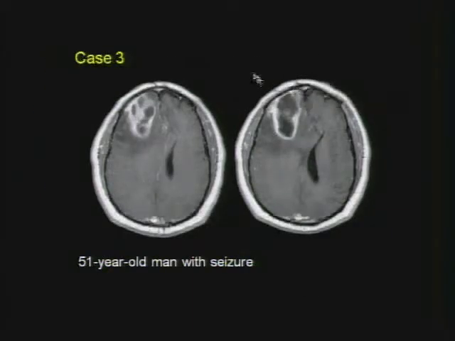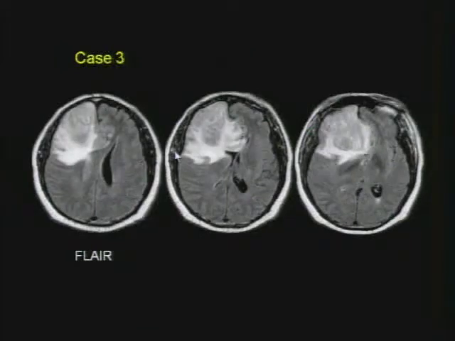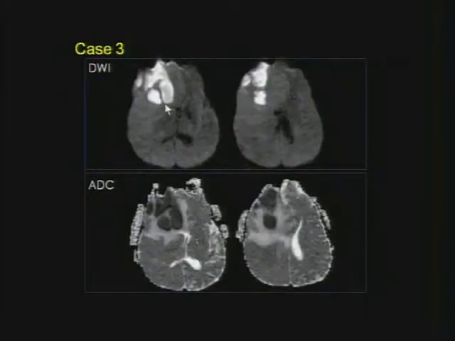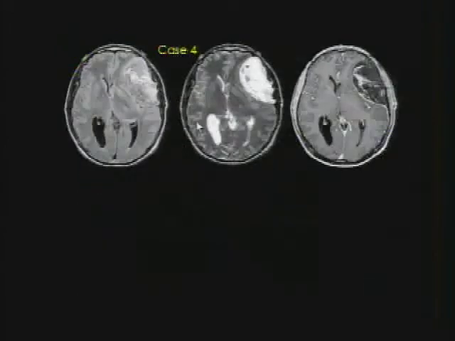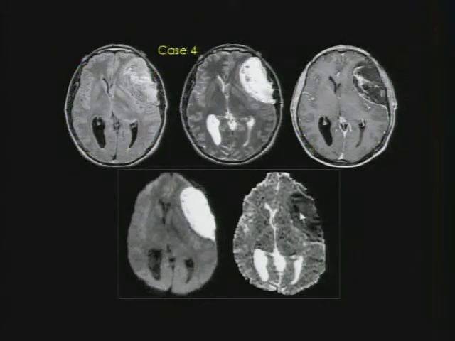Here's a mass, right frontal lobe. But this is the key. Diffusion and ADC showing you a markedly reduced lesion, pyogenic abscess. Think about pyogenic abscess. So diffusion is very, very helpful. Here's an extraaxial mass, markedly reduced. This is epidermoid, classic.